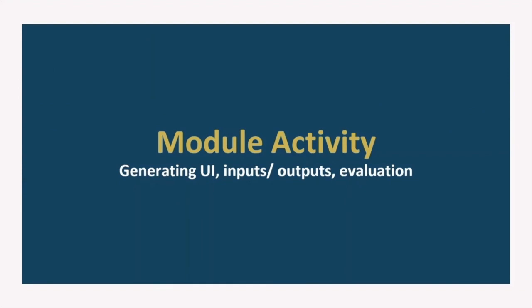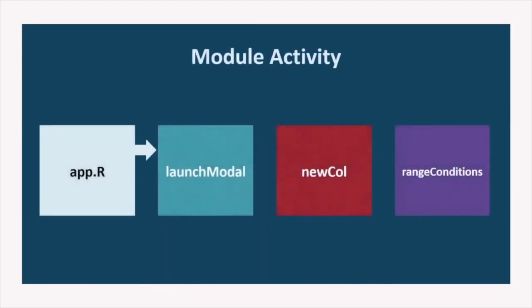Now let's talk about the different inputs and outputs and the activity that's happening inside of each module. So what do I mean by that? I'm really talking about how app.r is going to pass information down to launch modal and consecutively to new call and finally range conditions. And after that, how range conditions is going to pass information back up to new call, launch modal, and finally land at app.r.